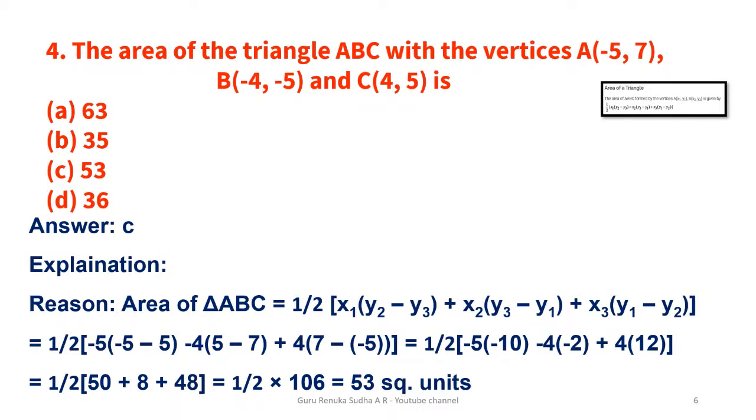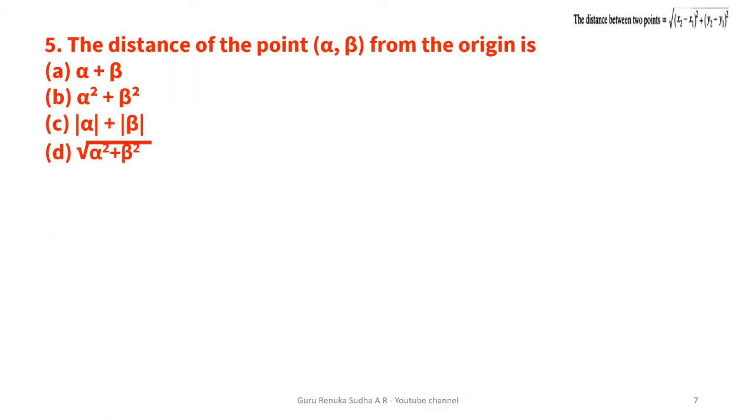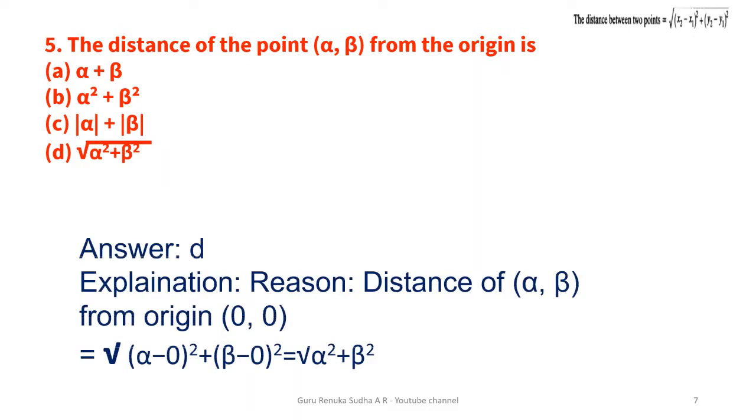Next, come to the fifth problem. In the fifth problem, they are again asking the distance of the point with coordinates alpha, beta from the origin. Origin means the starting point, that means the x coordinate is 0 and the y coordinate is also 0. Then substituting those values in the distance formula, you can easily get the answer, that is root of alpha square plus beta square.